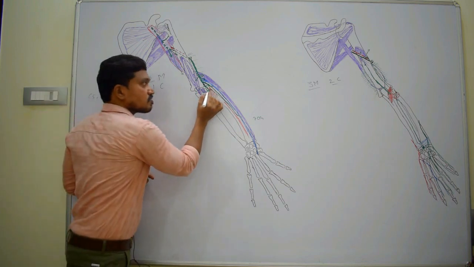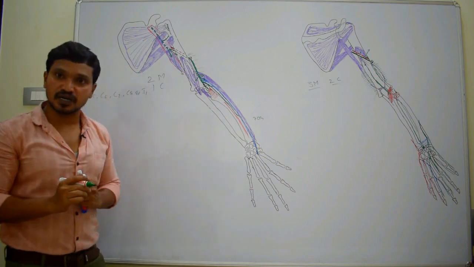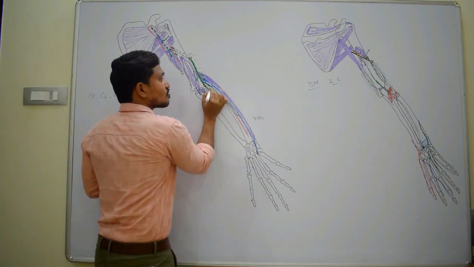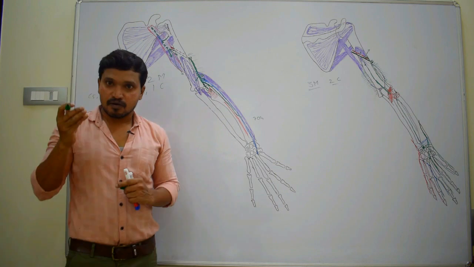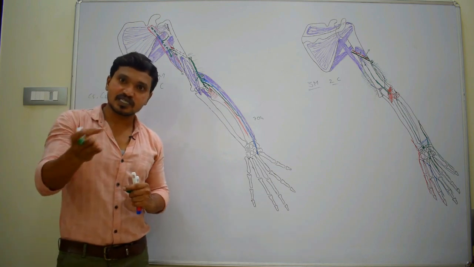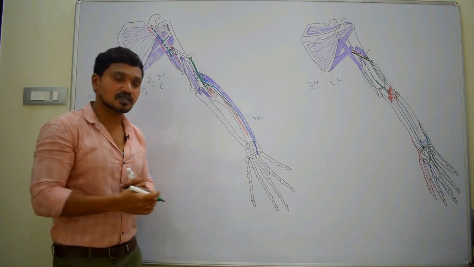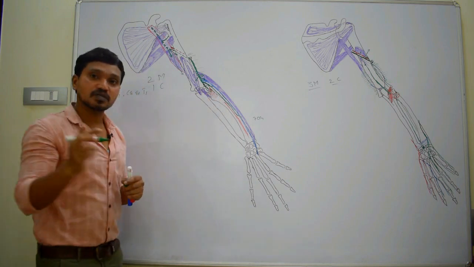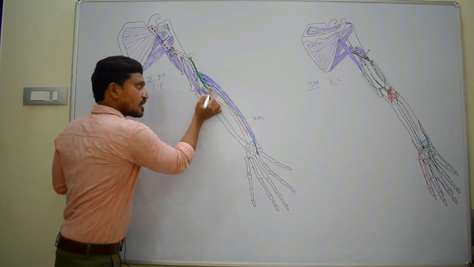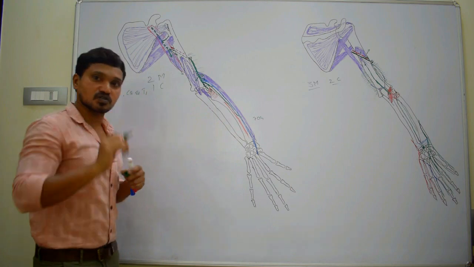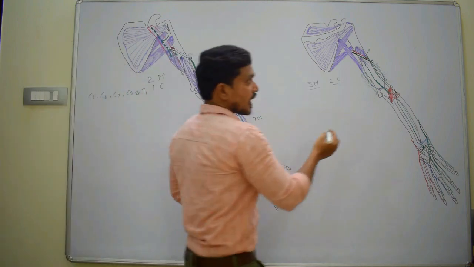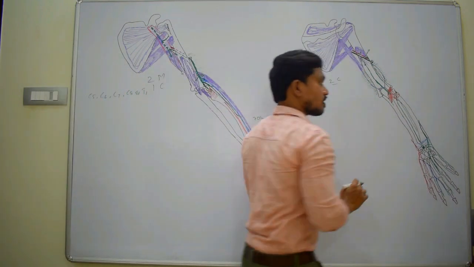See, branches of the deep branch are one branch to the extensor carpi radialis brevis, one branch to the supinator. After that, the nerve passes through the substance of the supinator. Within the substance, it takes one more branch. This is the advantage. When the nerve is passing through the substance, it can take one more extra branch. That means the supinator muscle has two nerve supplies, before entering the supinator and within the substance of the supinator. Is that clear?